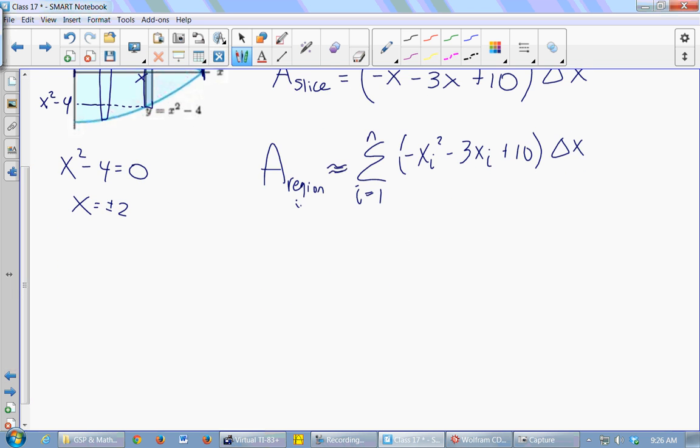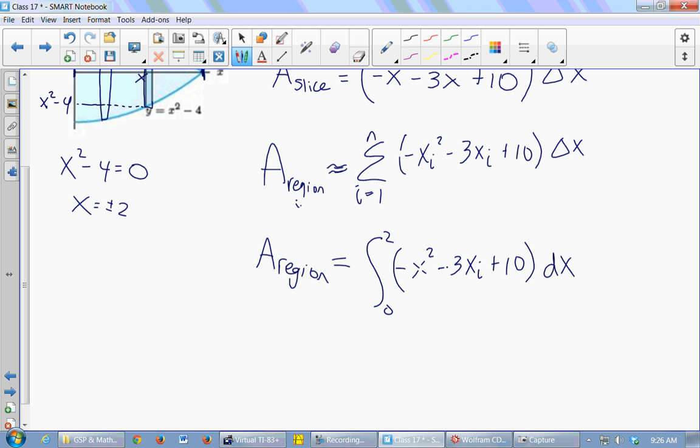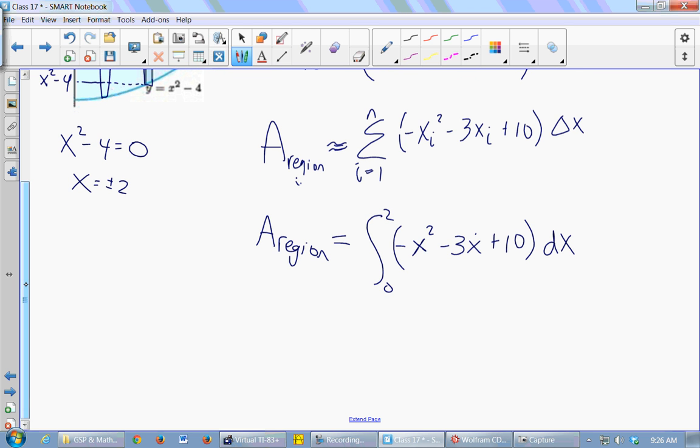So it's approximately that. And then the area of my region is exactly equal to what happens when I let n go to infinity, which gives me an integral from 0 to 2 of negative x squared minus 3x plus 10 dx. Delta x becomes dx. Oops, didn't mean to put the i there. All right, so then we calculate this area.